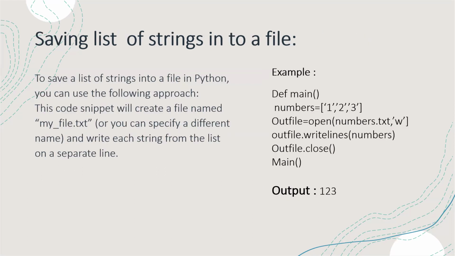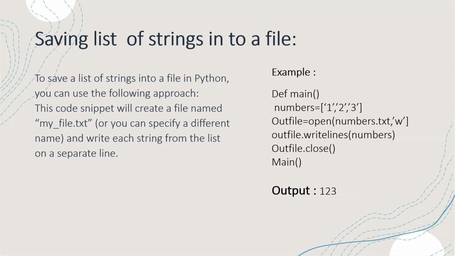Here, saving the list into a file. To save a list of strings into a file in Python, we can use the following approach. This code snippet will create a file named myfile.txt and write each string from the list on a separate line. Here we can say that to save the list to a file we use the file write method that writes all the items from the list to a file.